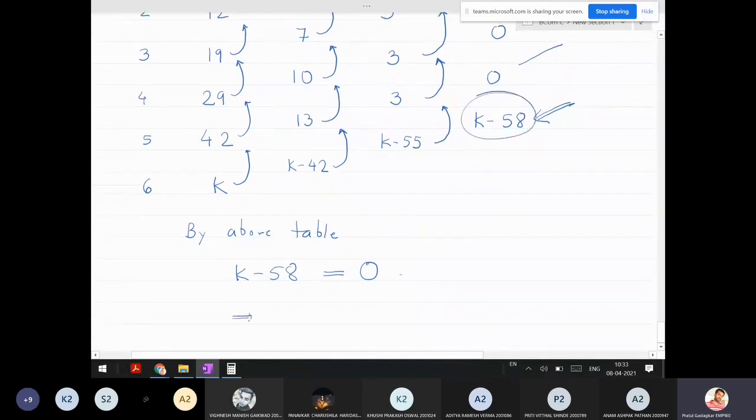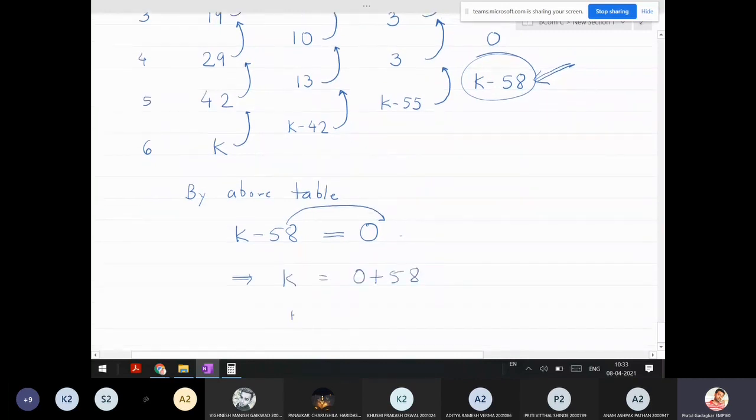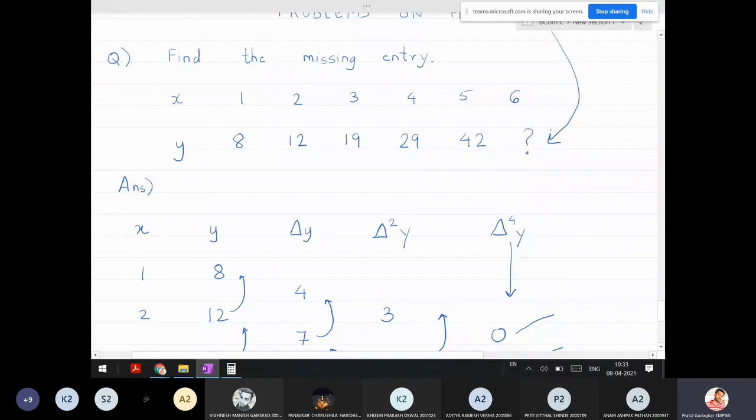And therefore, the minus 58 will go on that side, and this will become K is equal to 0 plus 58. And therefore, my value of K, which was the missing entry, will be 58. That missing entry is 58. So when I look at the table carefully, I observe that here 58 was expected. This was our question mark.